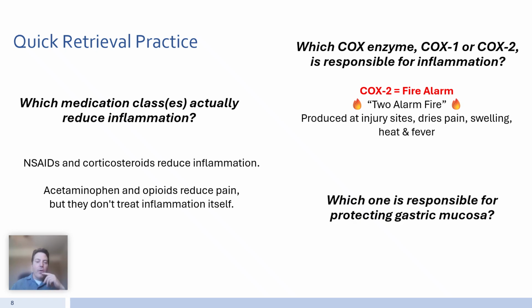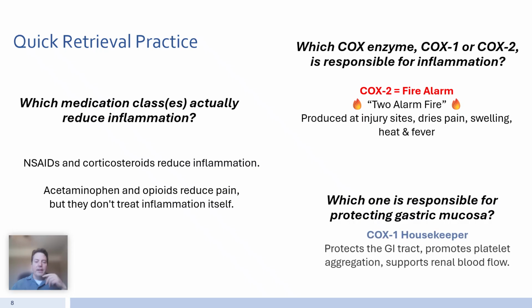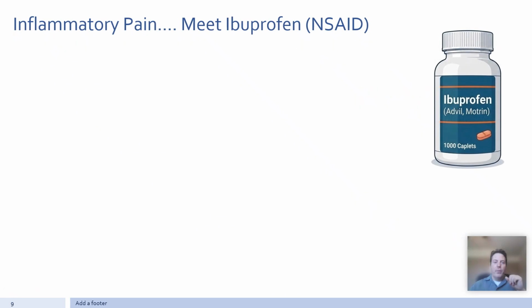And so what is the one that is responsible for protecting gastric mucosa? And that's COX-1. That's the housekeeper. That's the one that protects the gastric tract, that promotes platelet aggregation and supports renal blood flow.